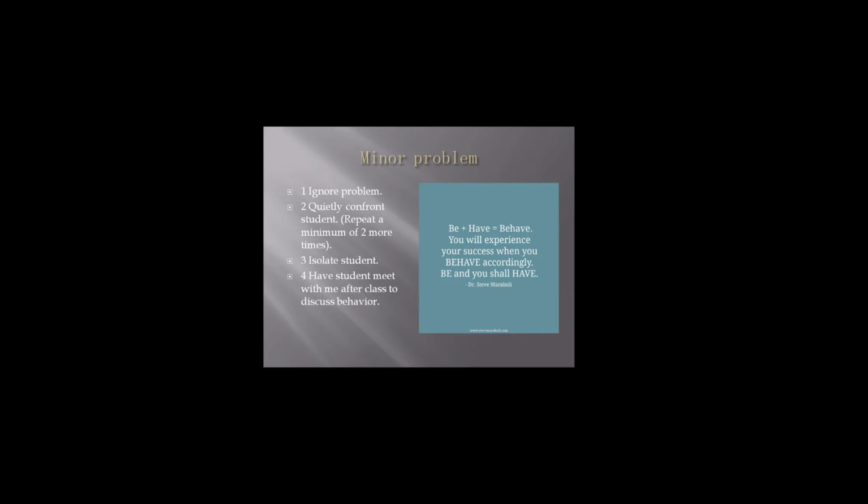A minor problem to me, after reading through a lot of the literature, is something that is really minuscule, that's not going to really ruin the flow of the class. It'd be like a chatty student or a student on his phone or something like that. So I'm just going to put everything in steps. The first thing that you should do, or I'm going to do, is first just ignore the problem. And if the student continues the minor problem, just quietly confront the student.